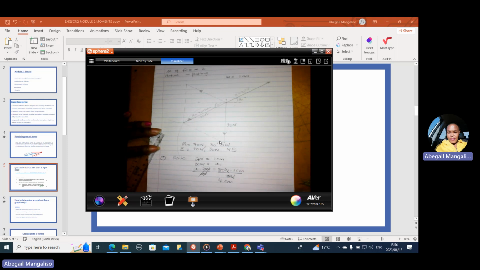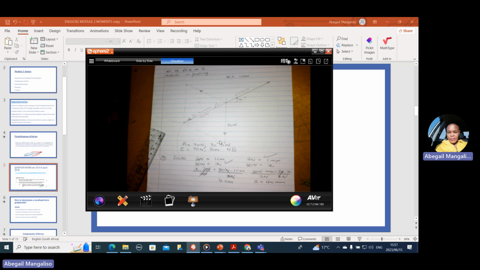Also, you are allowed to use millimeters by saying 2 newtons is equal to 1 millimeter. Then you put 80 on this side equal to X. When you cross multiply, this will be 80 newtons times 1 millimeter equal to 2 newtons multiplied by X. Divide both sides by 2 newtons. Then X will be equal to 40 millimeters. So you can use the scale in centimeters, or you can work with millimeters.